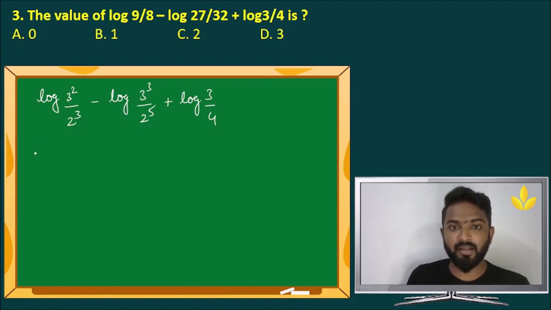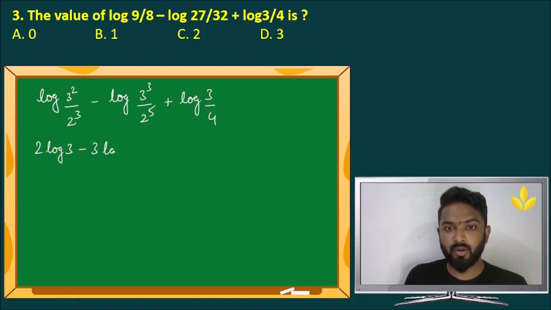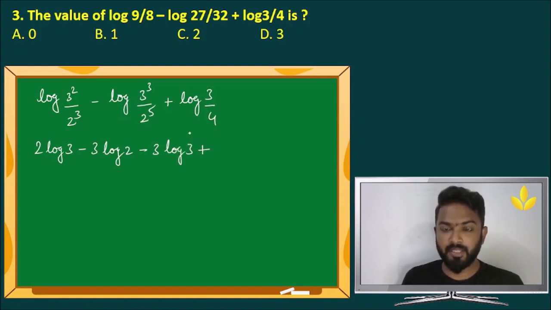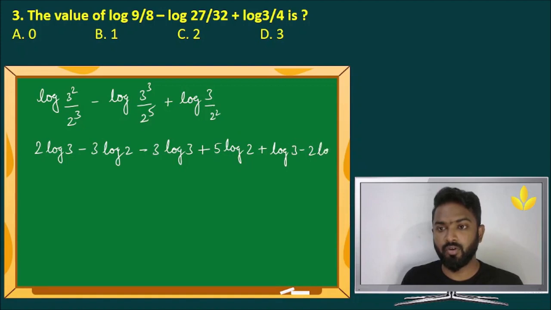Again, let's expand. We have log 3 square, which is nothing but 2 log of 3, minus log 2 cube, which is nothing but 3 log of 2, minus 3 log of 3, and then plus, because 2 power 5 is in the denominator, it will become minus anyway. Minus of minus is plus 5 log 2, plus this 4 can be written as 2 power 2, plus log of 3 minus 2 log of 2.